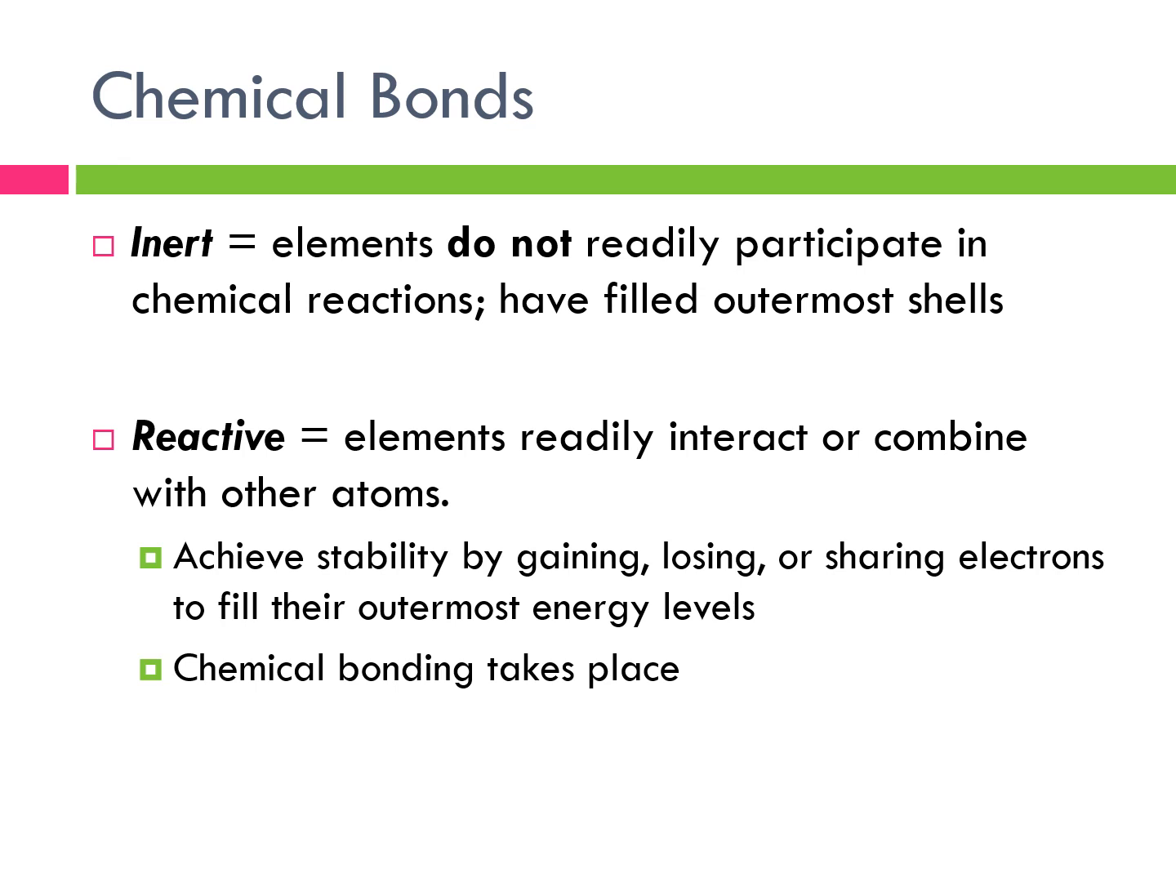Reactive elements are those that do not have a full valence shell, and so they are looking to achieve stability by gaining electrons or losing electrons or even sharing electrons with other atoms. And this is where chemical bonding takes place and molecules are formed.